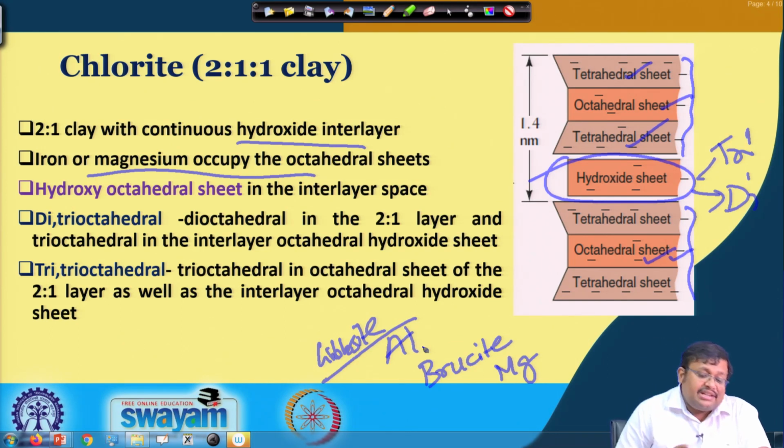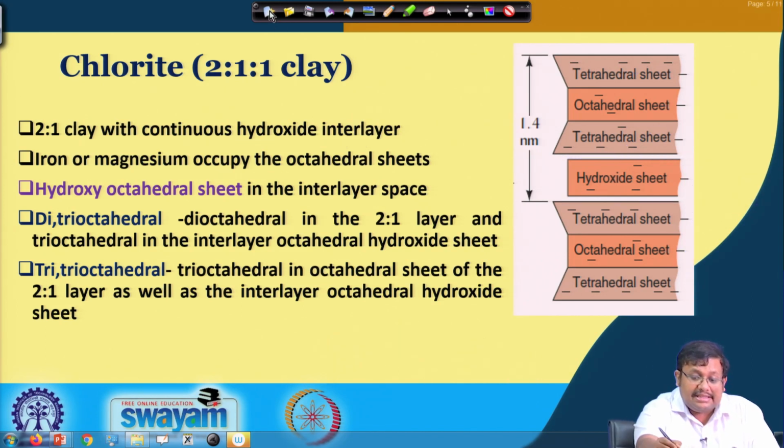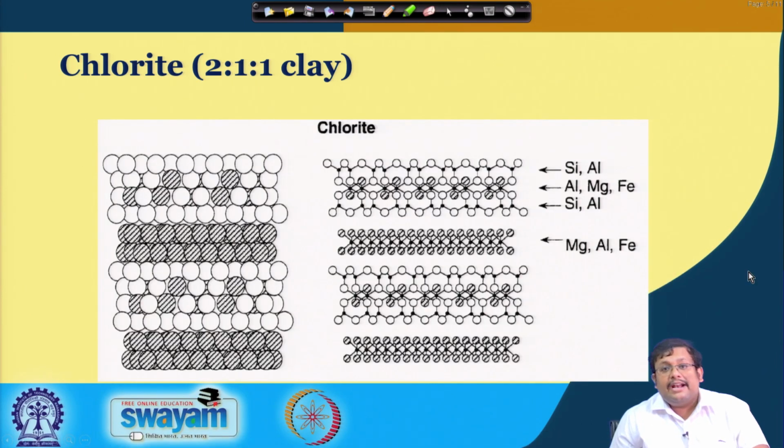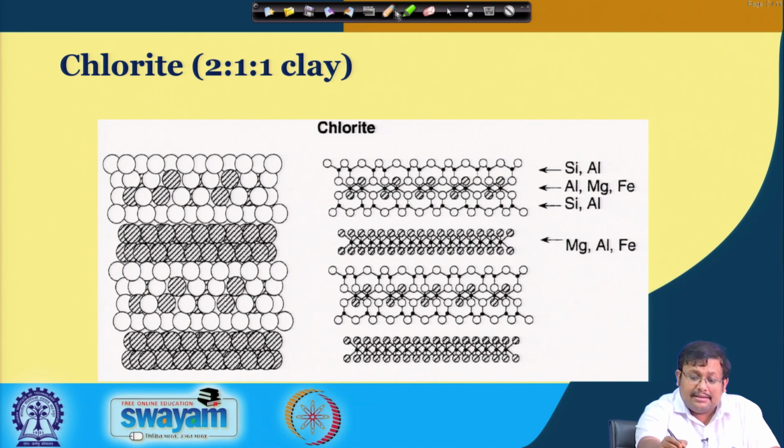However, in case of di-trioctahedral, the interlayer space will be dominated by trioctahedral hydroxides like brucite. However, in the 2:1 type of layer, the octahedral layer will be dioctahedral, that means dominated by aluminum. So, I hope now it is clear to you. So, if we move ahead and see the structure in details, obviously this shows the detailed structure of chlorite.